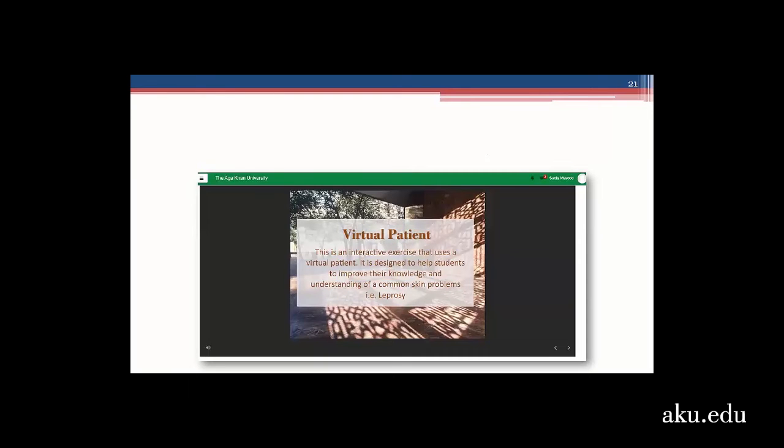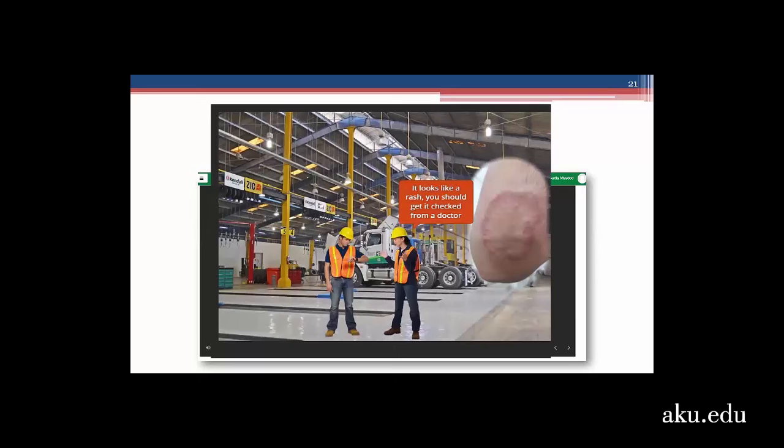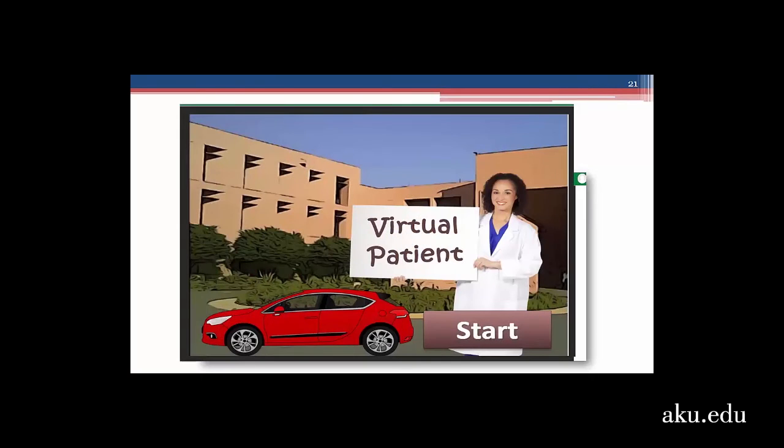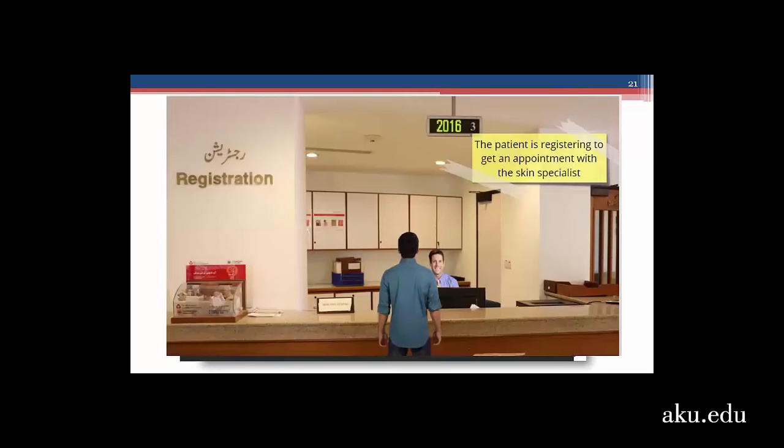So we started developing a virtual patient. The virtual patient is a type of video, but I'm just showing you small screenshots. This is the patient who noticed a rash, and the friend asked him to go to a doctor and show the rash. Now the patient came to AKU. These are our clinic areas. This is the real clinical area, but we introduced these virtual characters here. And this is the registration desk.